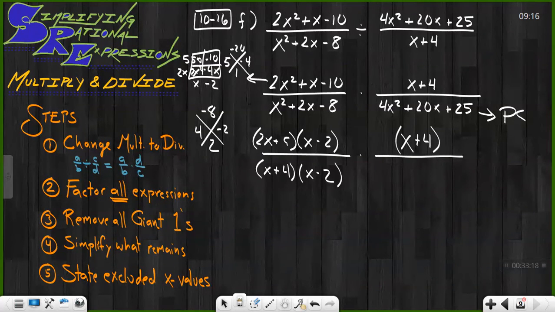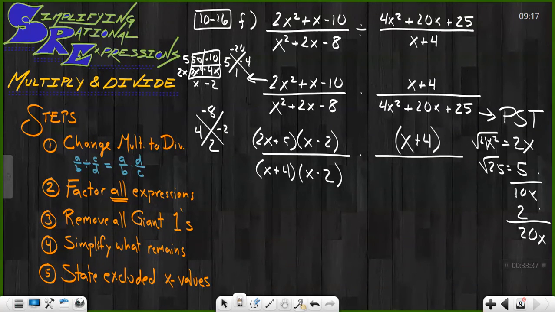Notice it is a perfect square trinomial because I can take the square root of 4x squared to get me 2x, and I can take the square root of 25 to get me 5. And the middle is double their product because 5 times 2x, if I multiply those, I get 10x. And if I double that, I get 20x, which is what I have in the middle here. So this goes down to 2x plus 5 squared.